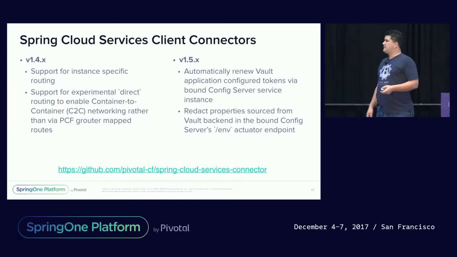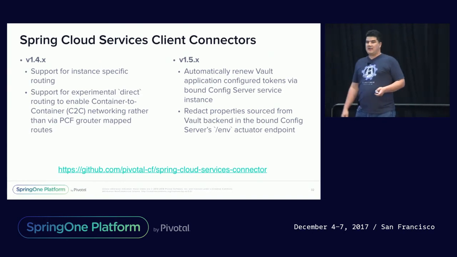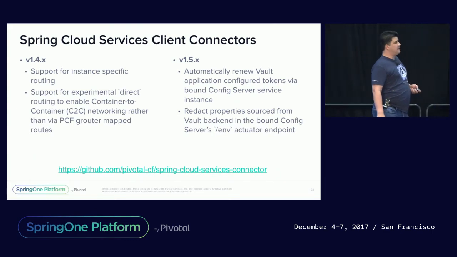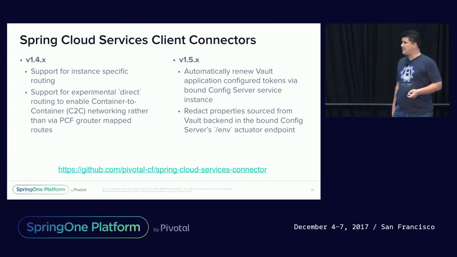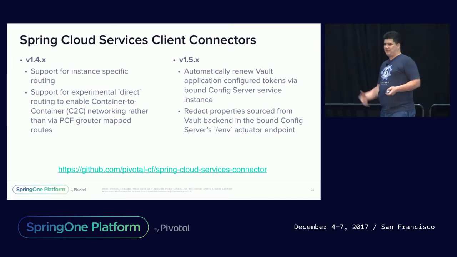We also have the connectors updates that we've done over the past year. We've enabled container-to-container networking using the direct registration method. And then we've also added Vault support and redacting of properties that are sourced from Vault. We don't want to show those off since they were secret in the beginning.